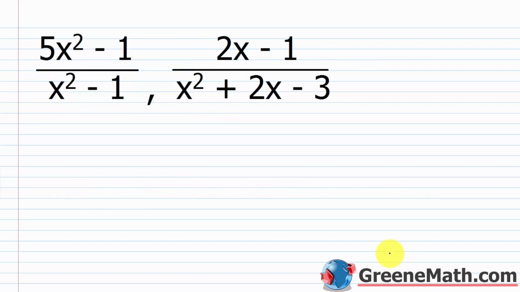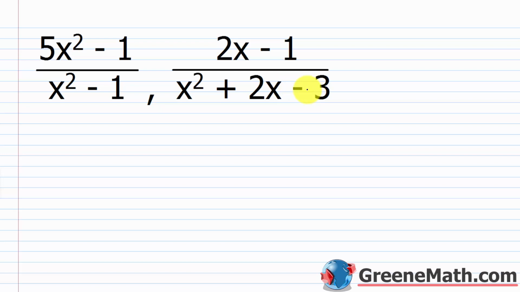All right, so let's look at a few examples here. We're going to make this a very quick lesson. So we have 5x squared minus 1 over x squared minus 1, and we have 2x minus 1 over x squared plus 2x minus 3. Don't worry about the numerators at all. We're just looking at the denominators. And all we want to do with the rational expression is just factor.